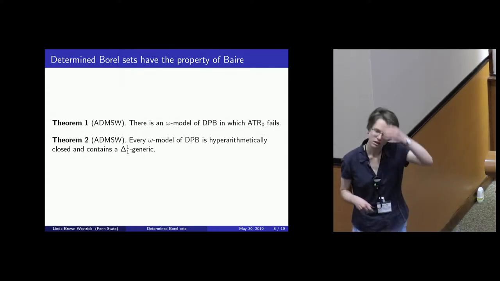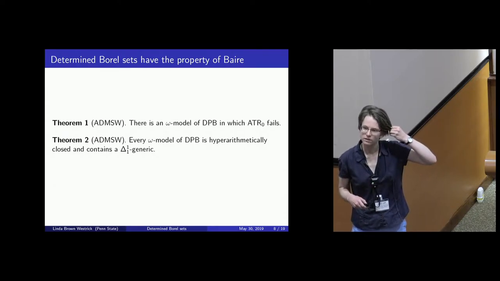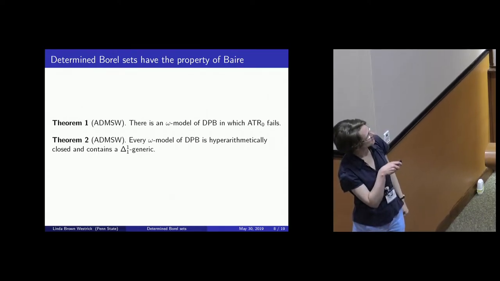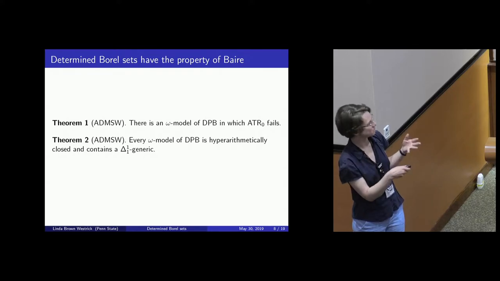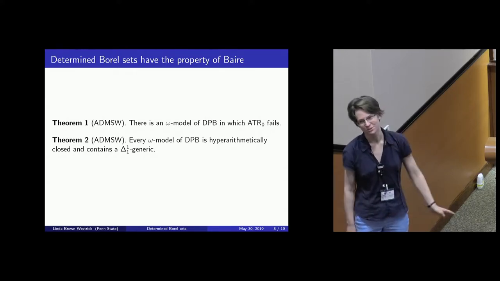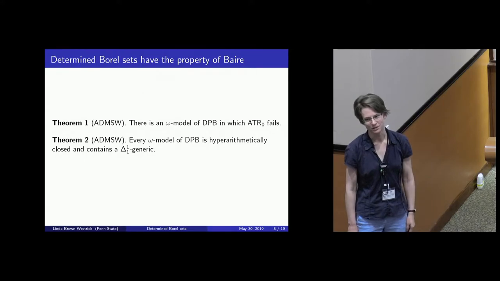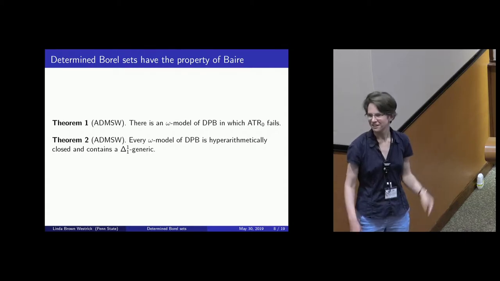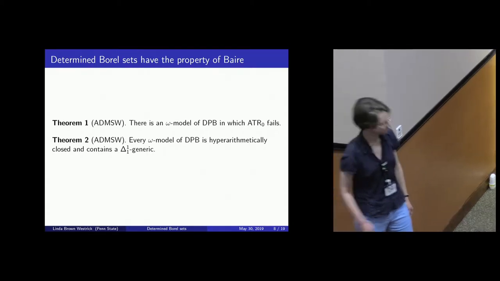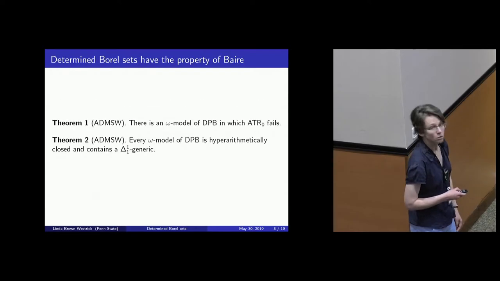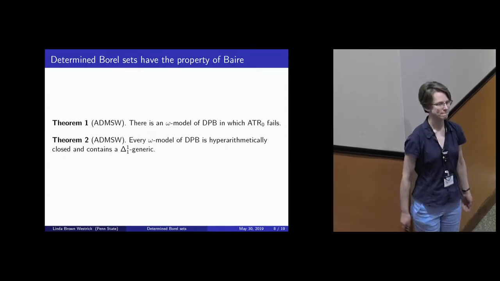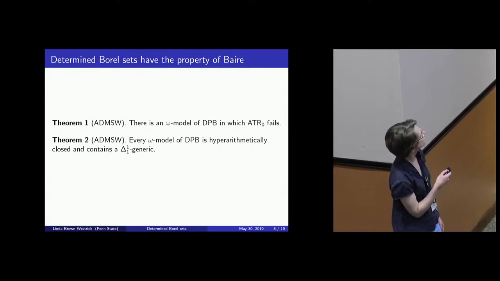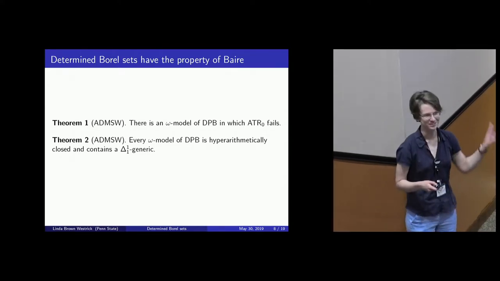Yes. It does. I stated the simpler version. The full one says that for every omega model of DPB, for every z that is in the model, there is a delta 1-1 generic relative to z also in the model. This is real delta 1-1 because, I'll leave it at real delta 1-1.